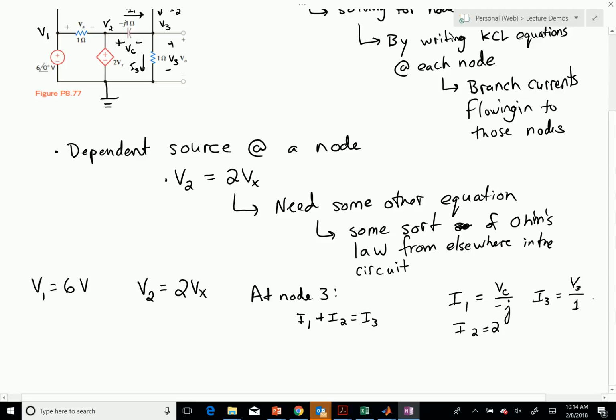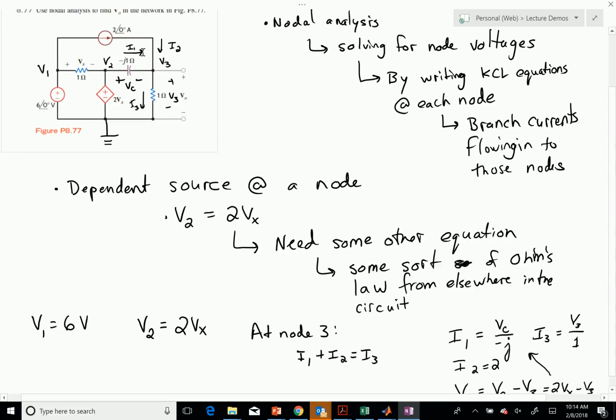Now, in terms of node voltages, I can say that VC is equal to V2 minus V3. Notice up here, I say VC is equal to the voltage of the plus node minus the voltage of the negative terminal. So V2 minus V3. That means I can rewrite this as 2Vx minus V3, and I can plug everything in here now. So this goes back into here. I do that slowly because it's very easy to start screwing up signs, depending on which directions I want the currents to go.